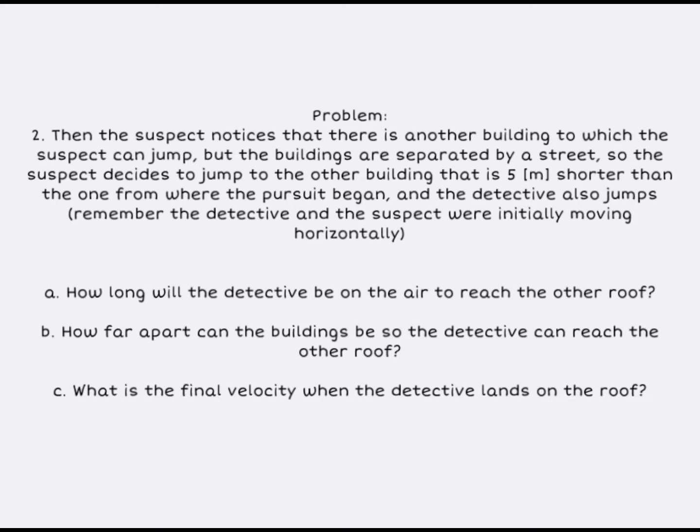2. Then, the suspect notices that there is another building to which the suspect can jump, but the buildings are separated by a street. So the suspect decides to jump to the other building that is 5 meters shorter than the one from where the pursuit began. And the detective also jumps. Remember, the detective and the suspect were initially moving horizontally.